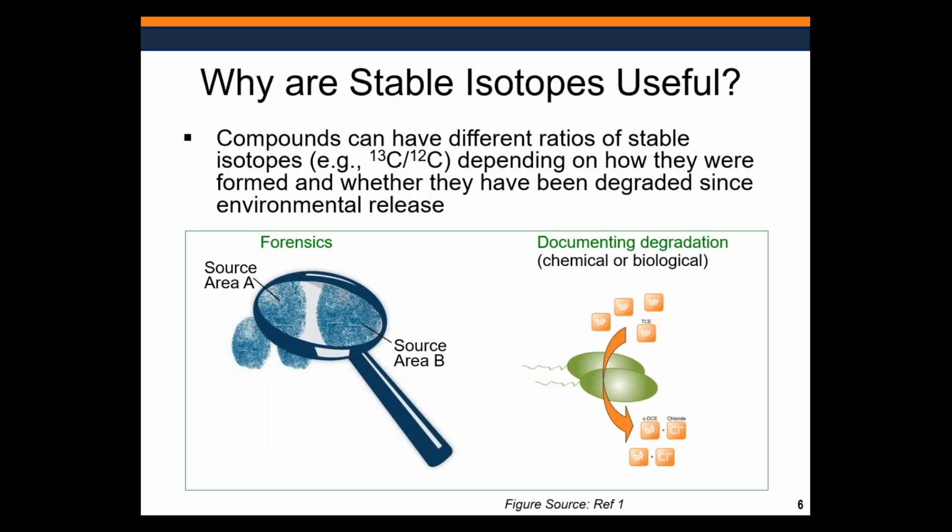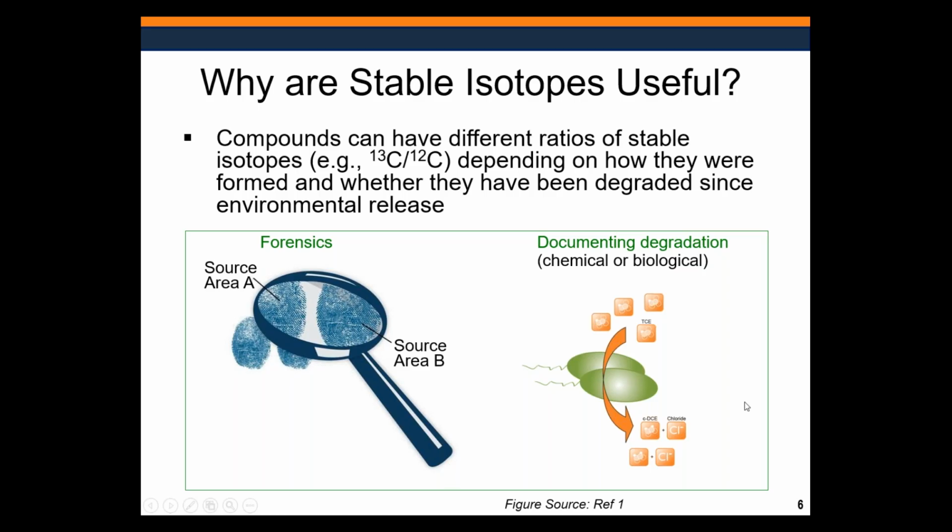Okay, so why are these things useful? I touched on this before, but what's important are ratios of these stable isotopes. And I'm going to talk a lot today about ratios rather than concentrations. And basically, depending on how something was formed or whether it's been degraded as a function of time, you have specific isotope ratios. So you can see there's a forensic aspect of this.